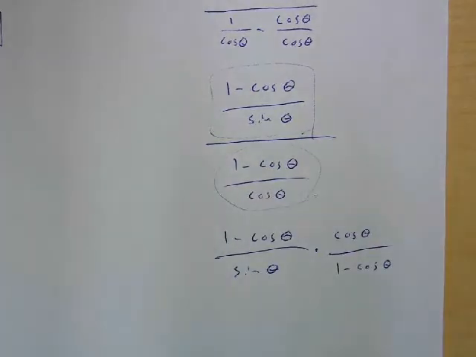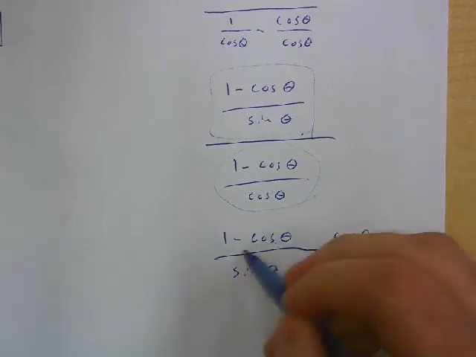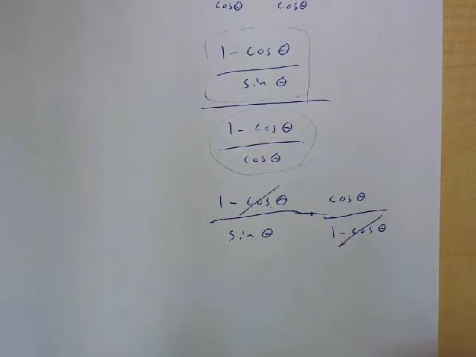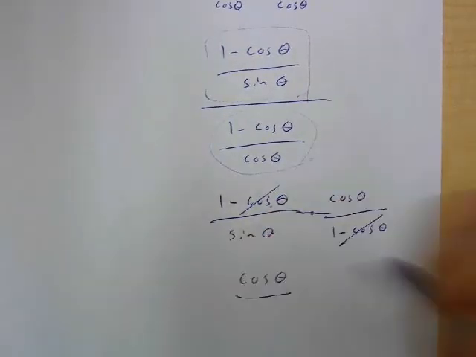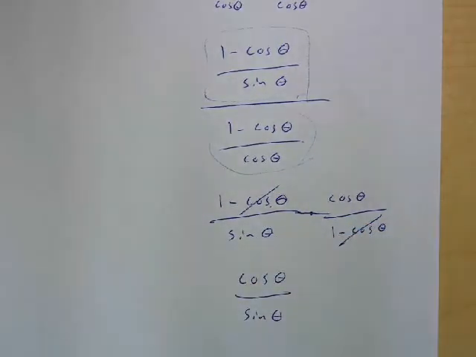Okay, all right, next, since I'm multiplying two fractions, I can basically treat this like one big fraction. I got these two things on top, these two things on bottom. And then let's see, I got 1 minus cosine theta on top, 1 minus cosine theta on bottom. So then those are going to reduce to 1s, which we don't need to write. And we just end up with cosine theta on top over sine theta on bottom. Okay, and then is that my answer?